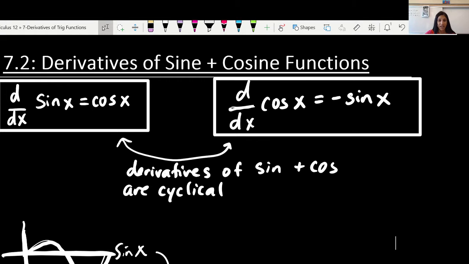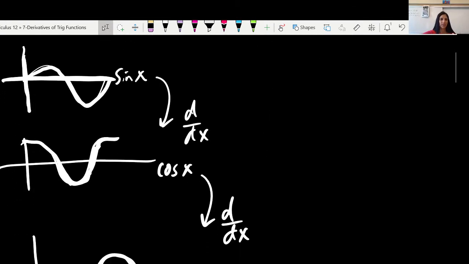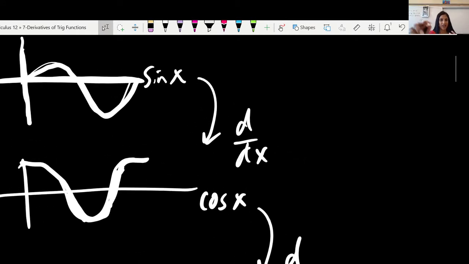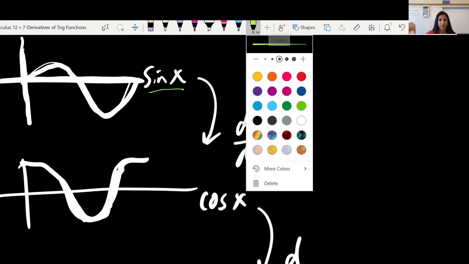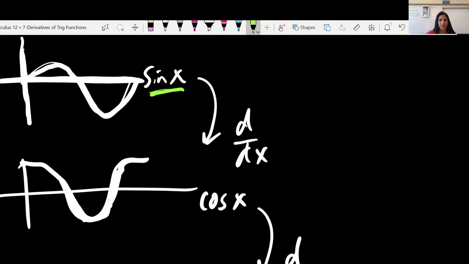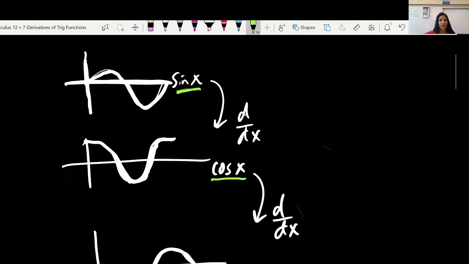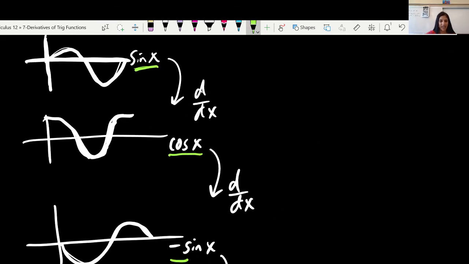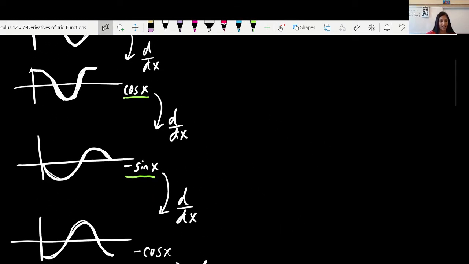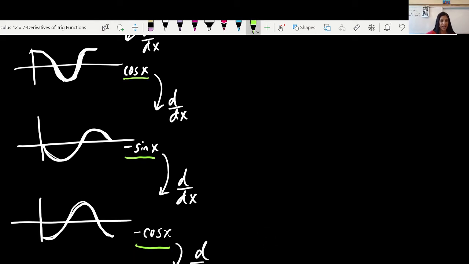So the derivatives of sine and cosine are cyclical. I'll show you what I mean by that. If we start with a basic sine x graph and I take the derivative of it, it looks like this, which is a normal regular cosine graph. So that's the original. And if I take the derivative, we get this. And if I then take the derivative of that, I get negative sine x. And then if I take the derivative of negative sine x, I get negative cos x. And if I then take the derivative of that, I get sine x.